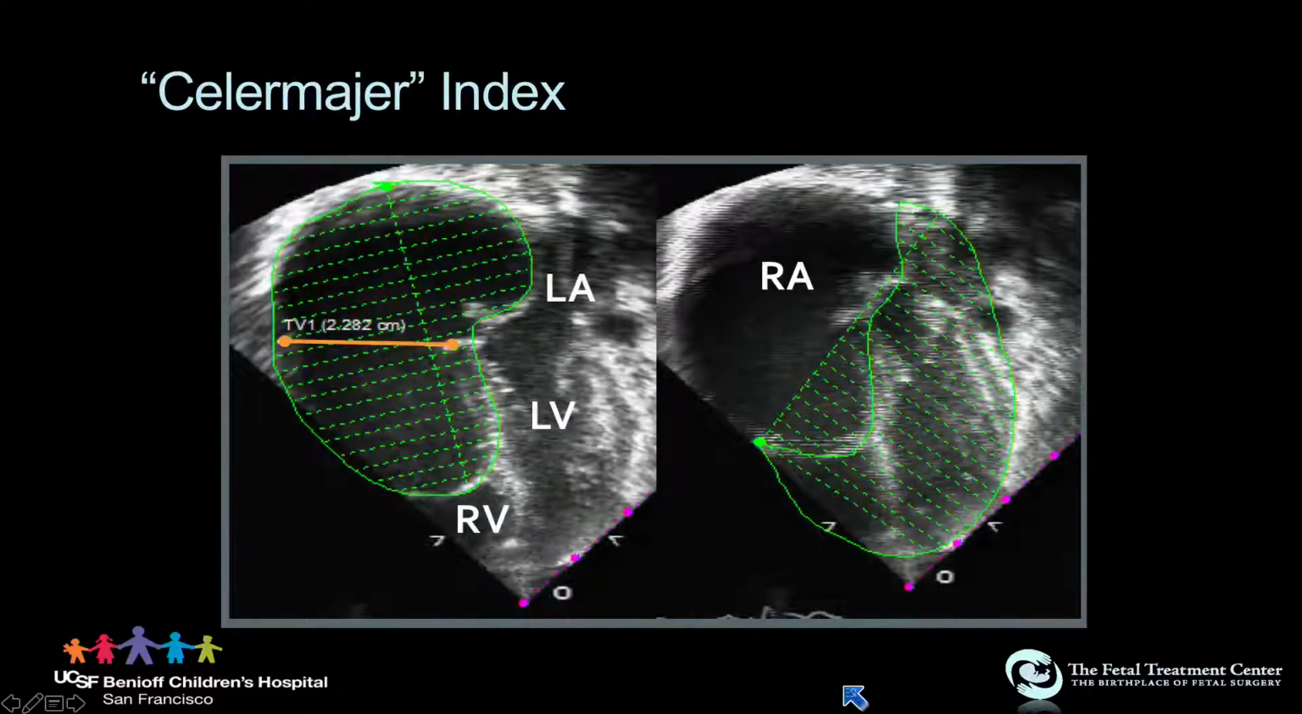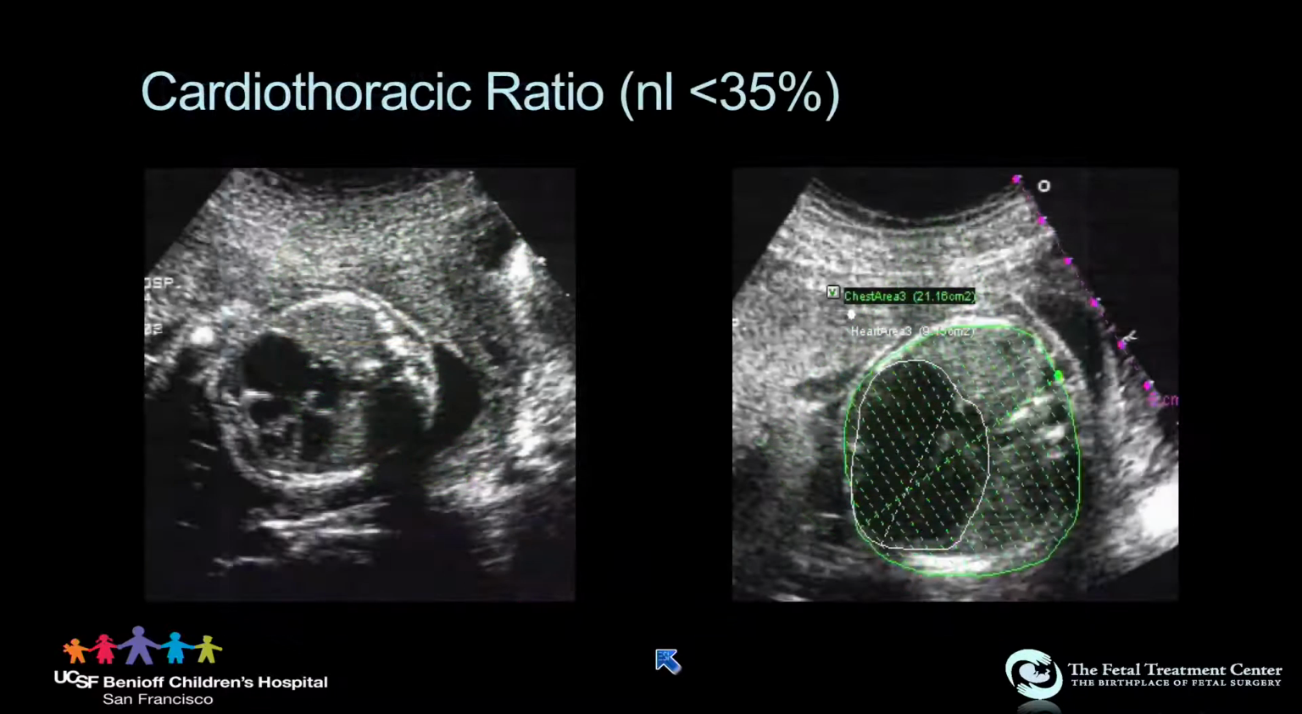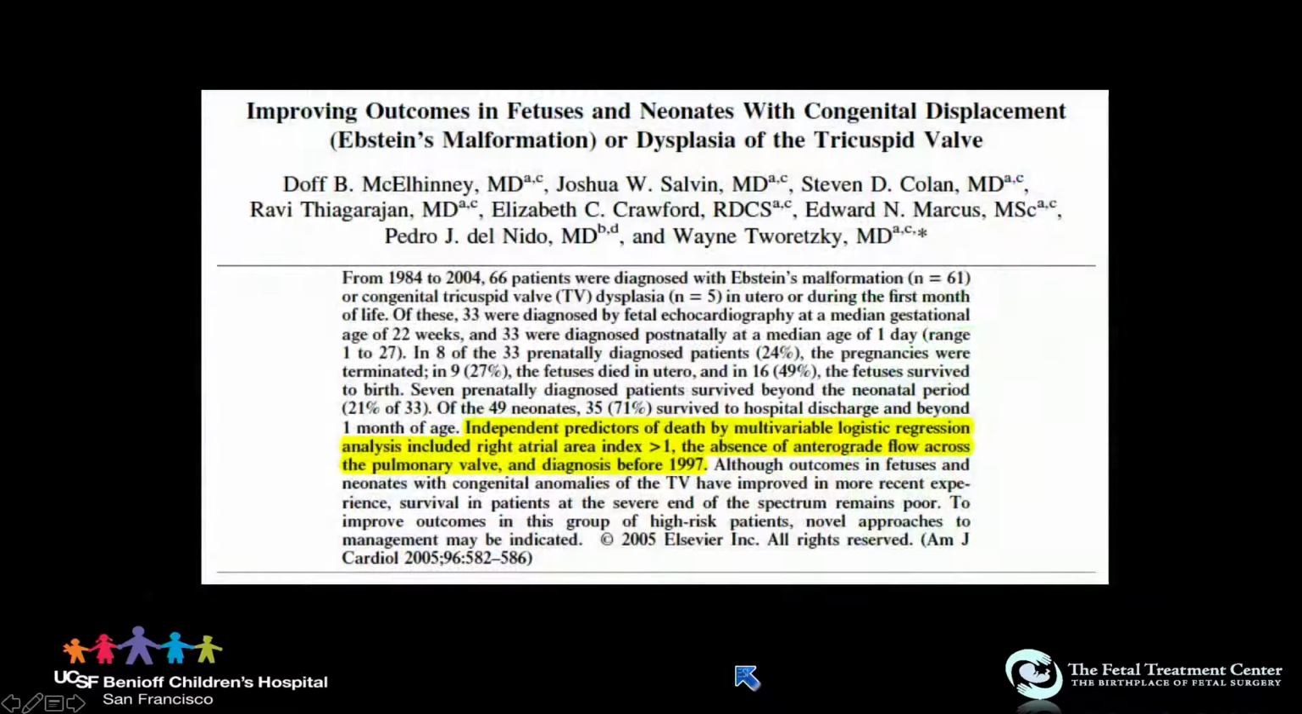As far as prognosticating for these types of patients, there's been a lot of work done on this in patients who are neonates, have been born. This index was developed years ago called the Celermajer index, which is a ratio of the atrial area to the rest of the heart. That has also been applied in the fetus, as has cardiothoracic ratio, measuring the relative area of the thorax versus the heart, and putting that into multivariate analyses.